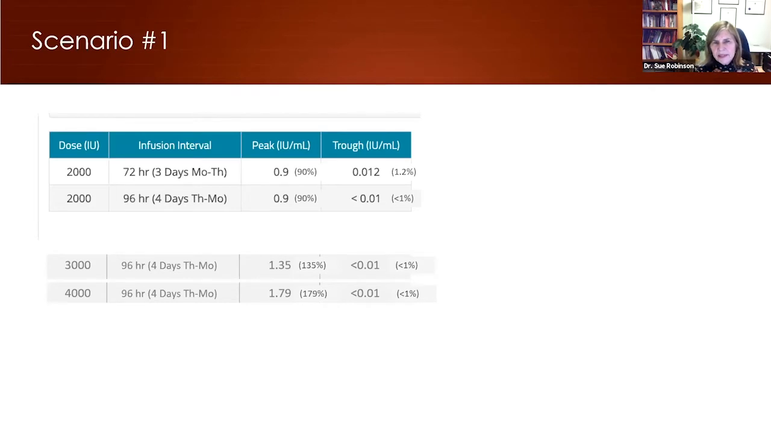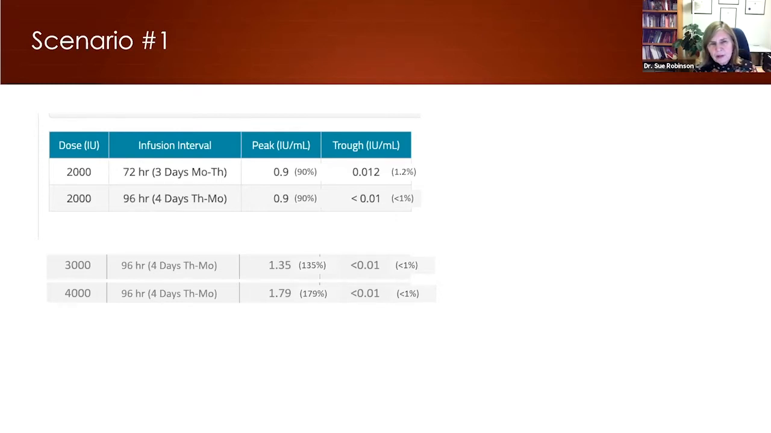So the time between Mondays and Thursdays is 3 days, 72 hours. So at one point we checked his level of factor VIII immediately after he infused, and it was close to 100%. It was 90% or 0.9 units per mil. And then we checked his level just before his infusion on Thursday. So 72 hours later, and he still has a registered amount, 1.2%. So that fits with the original one-fits-all for prophylaxis.